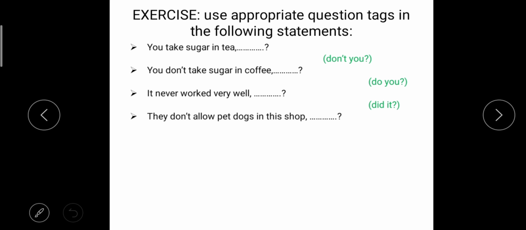They don't allow pet dogs in this shop. Do they? I think this would have been very much clear to you if you watch this video carefully. He hardly ever leaves the house. As the word hardly is used in this statement, so this sentence is negative and question tag will be positive. Does he?